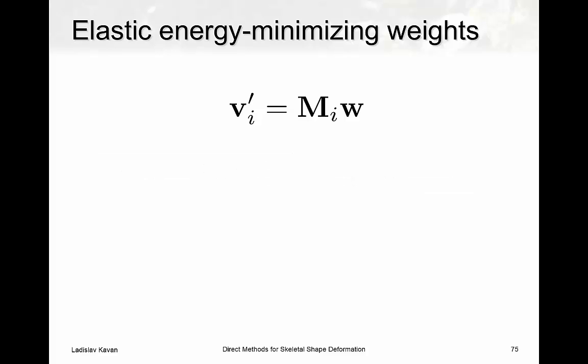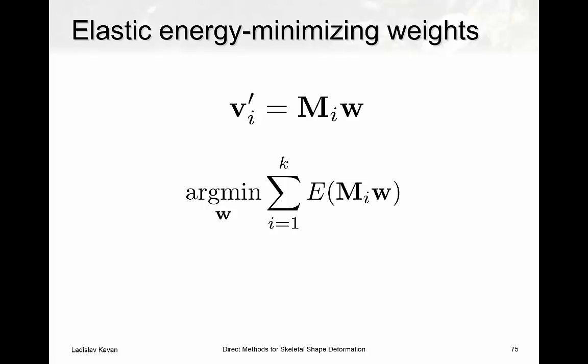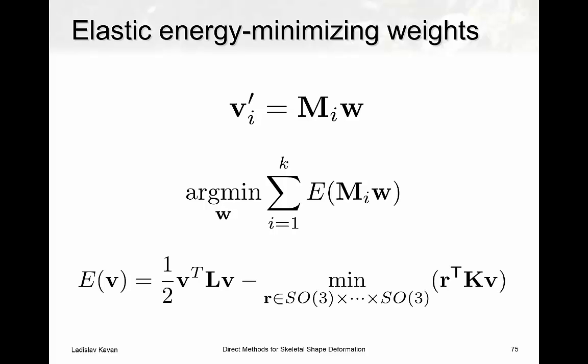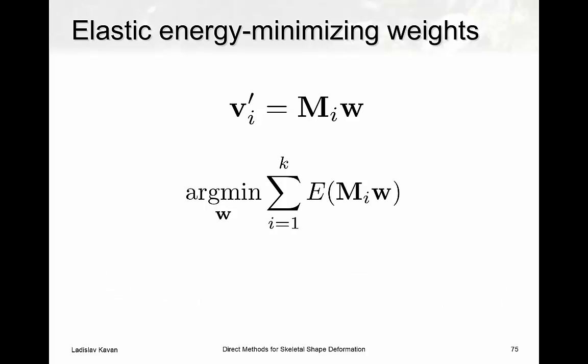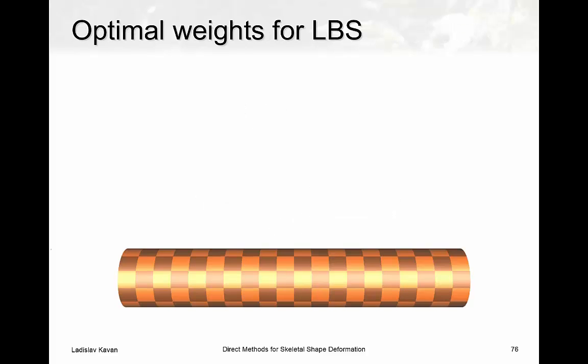And what I want to do is find the weights W such that after I do the skinning, after I compute MIW, my elastic energy, the Corotated energy E that we talked about before, summed over all the K poses, will be minimized. Okay? Again, I will spare you the details. If you want to see them, you can look in my SIGGRAPH Asia 2012 paper. I will show you the results though.